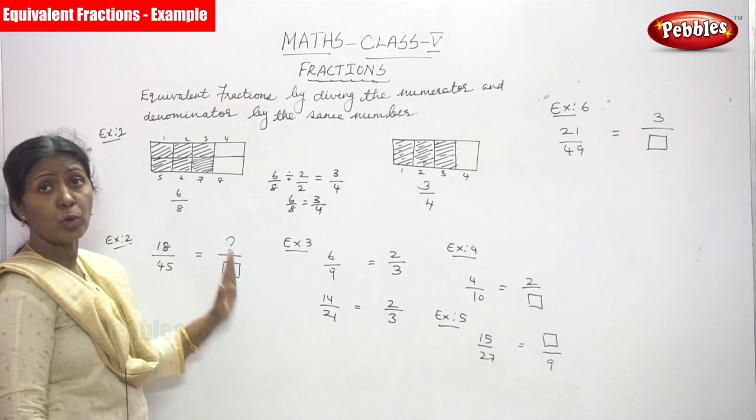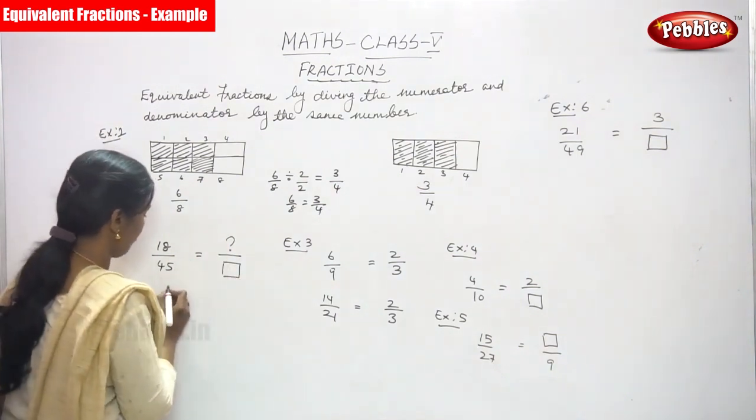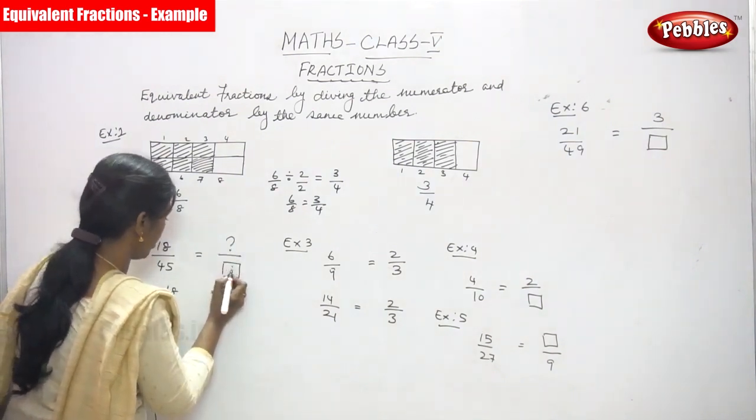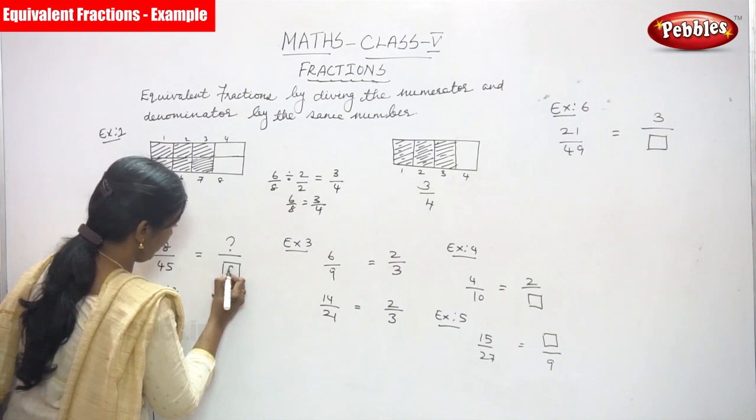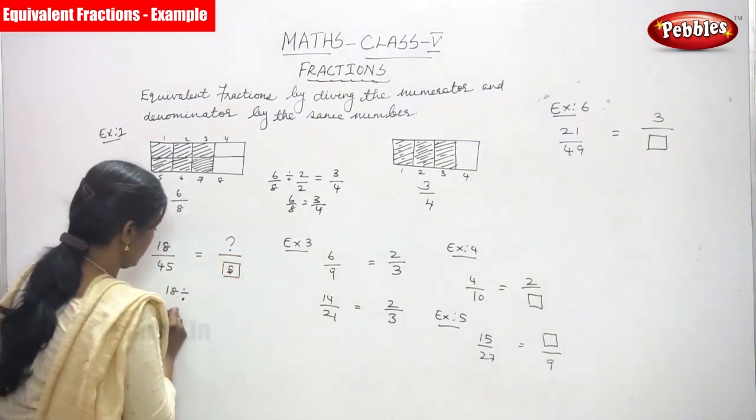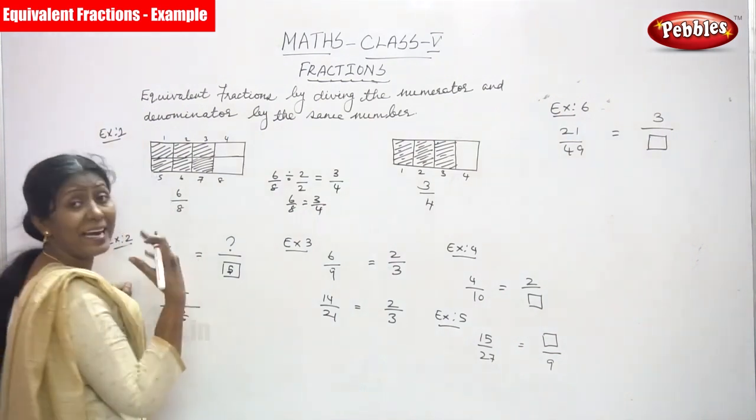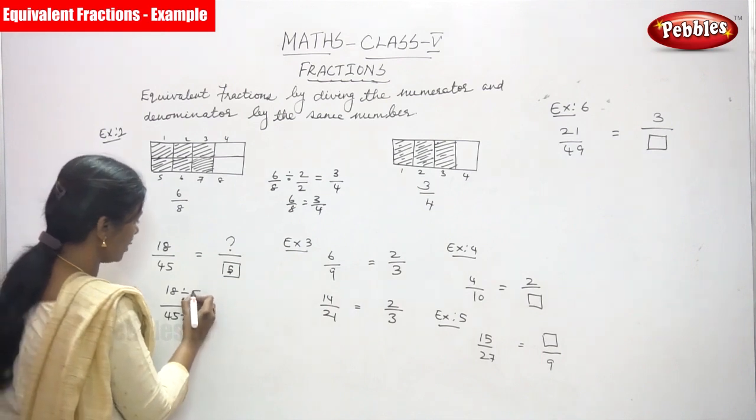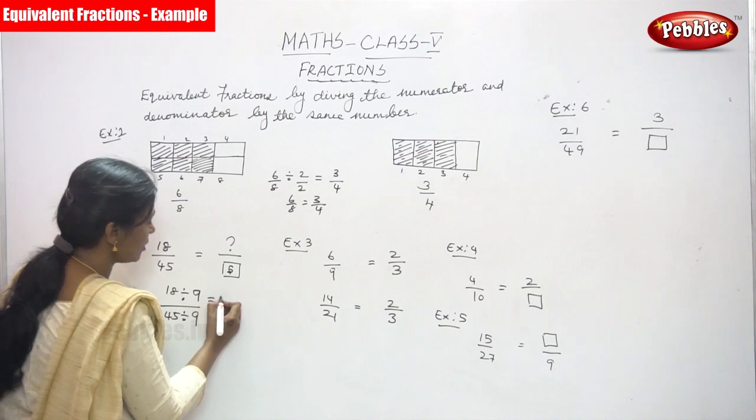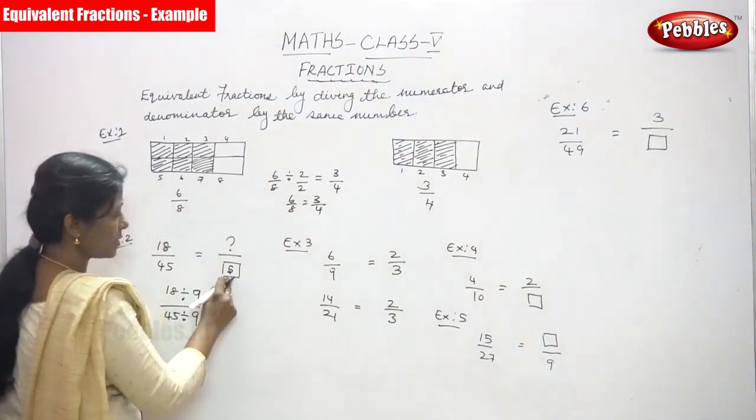So you have to find out the equivalent fraction. See, in this place I am already given 18 by 45, and the denominator answer is 5. So I'm going to divide by a number. I'm using 9 here. So 18 by 9 you can get 2, 45 by 9 you can get 5. So the answer is 5 here.